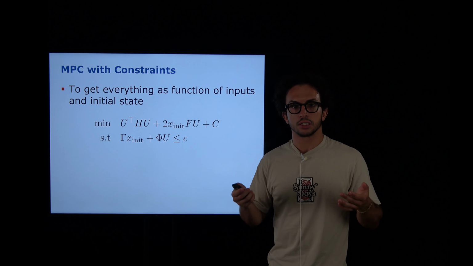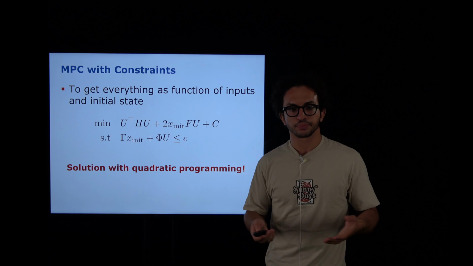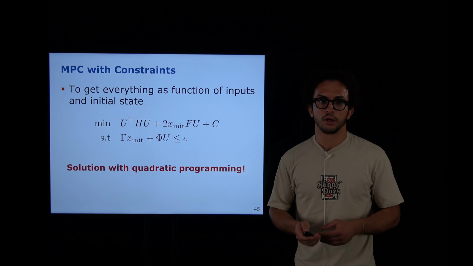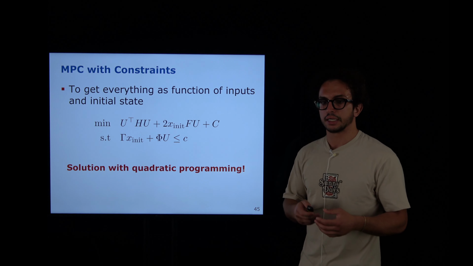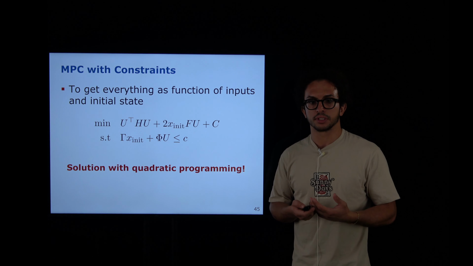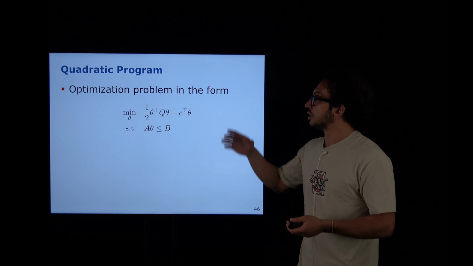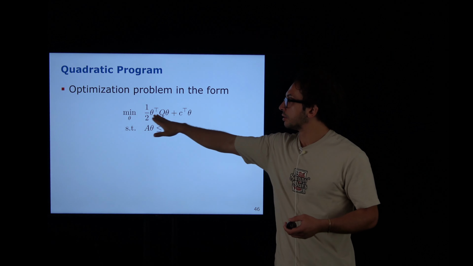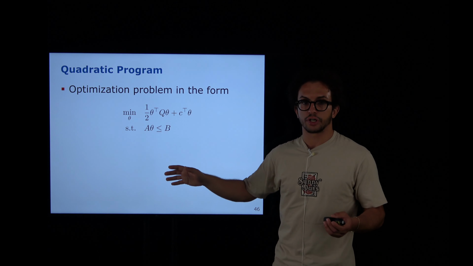For this, there is no analytical solution, and it's usually solved with something called quadratic programming. Quadratic programming is a way of handling optimization problems. So more in detail, a quadratic program is an optimization problem in this form. So there is this, and there are certain constraints.